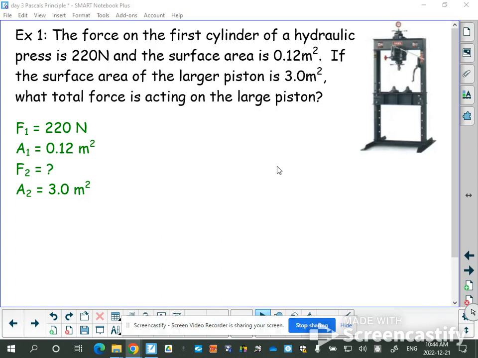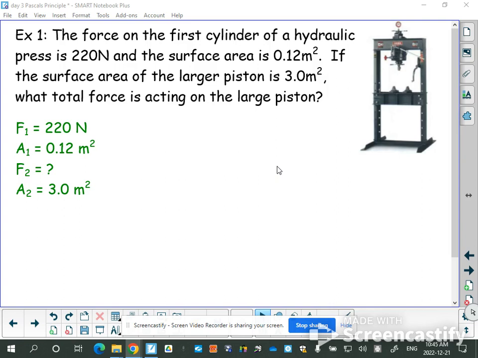So this is a question based on Pascal's principle. Pascal's principle is when we have two cylinders, one is going to have pressure placed on it. That will put force through a liquid that will then put force on a second piston. And in this case, it says the force in the first cylinder is 220 newtons with a surface area of 0.12 meters squared. And then the larger piston has a much larger surface area, and I want to find out the force.